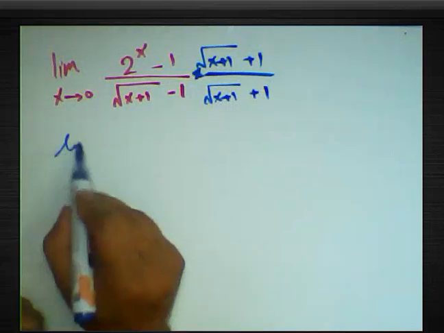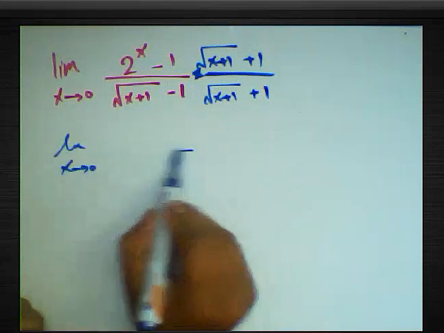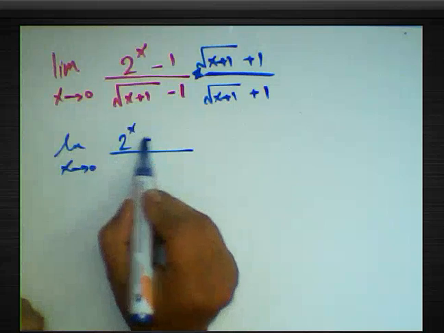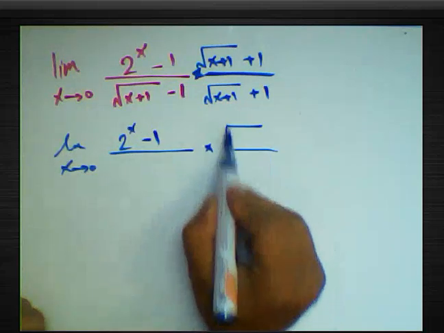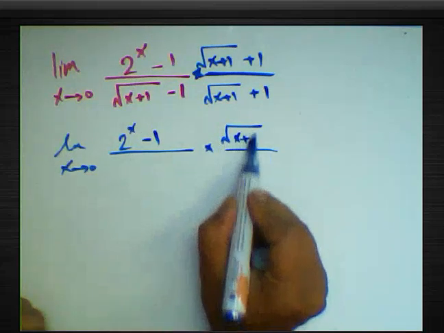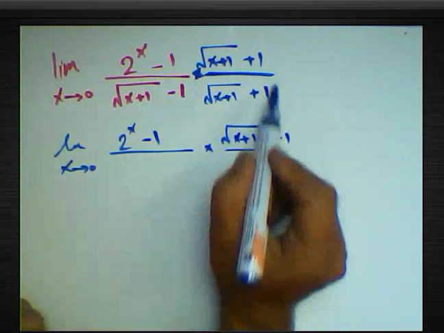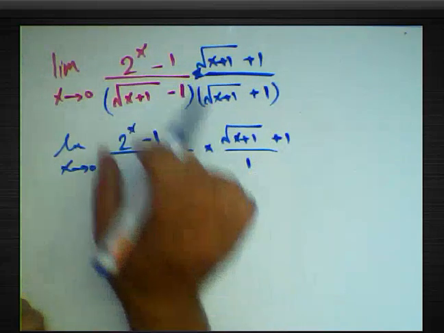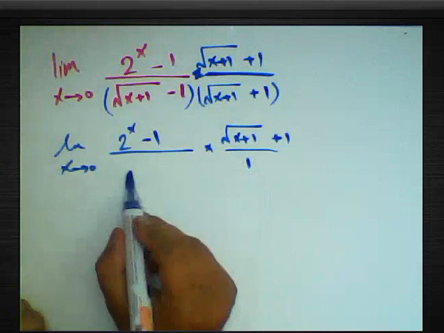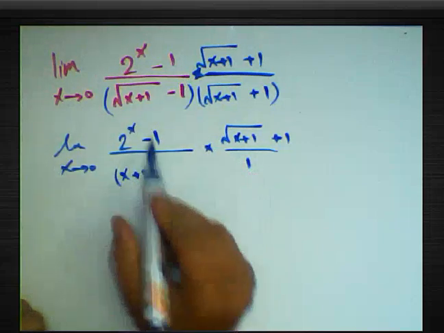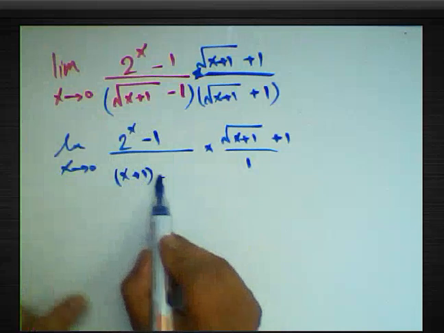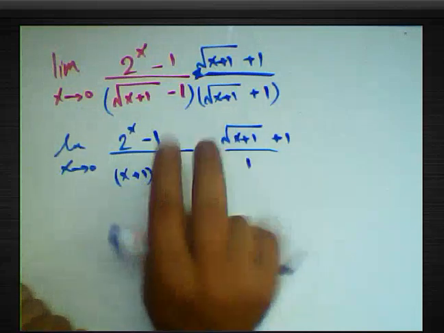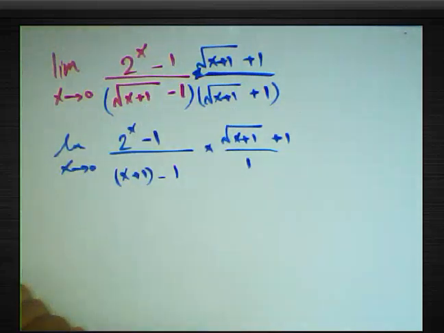And then the limit as x approaches 0 of (2^x minus 1), and here the square root of (x plus 1) plus 1 over 1. The multiplication between the two conjugates, the square root squared, will be x plus 1, the first squared subtract the second squared, because we have two conjugates multiplied between them.